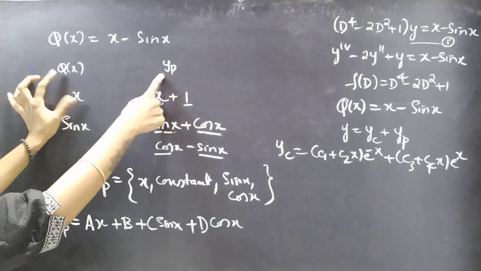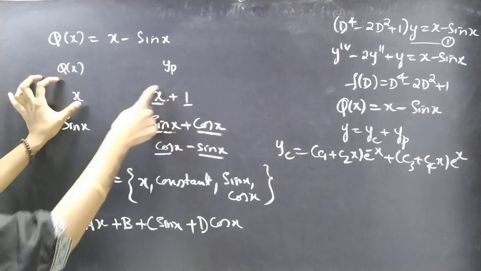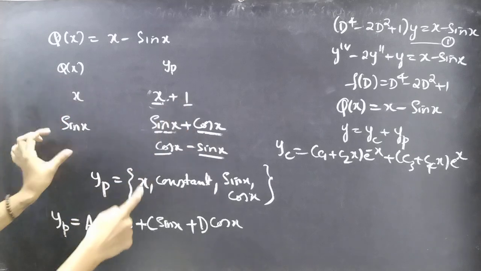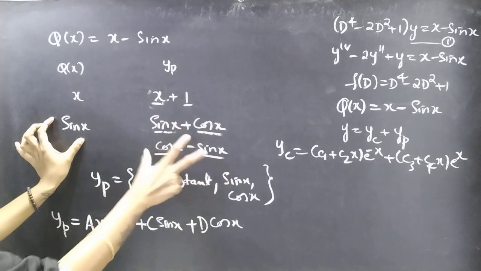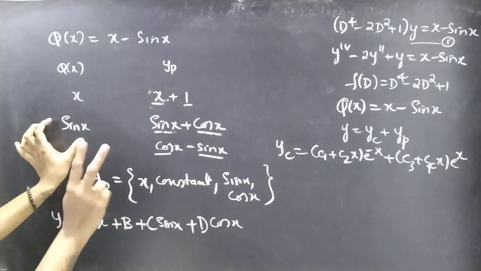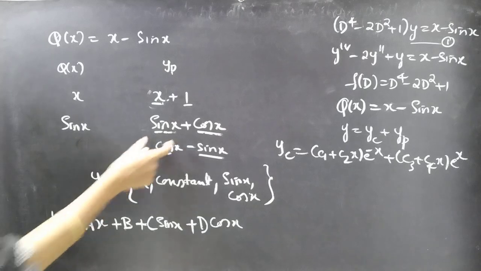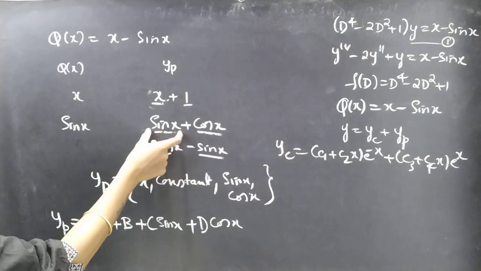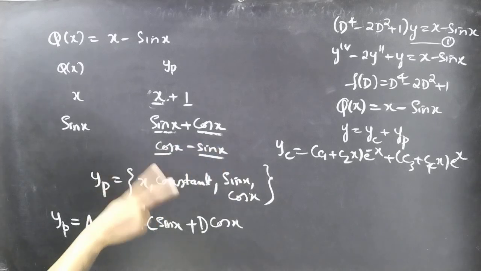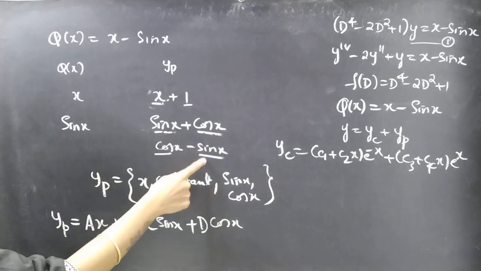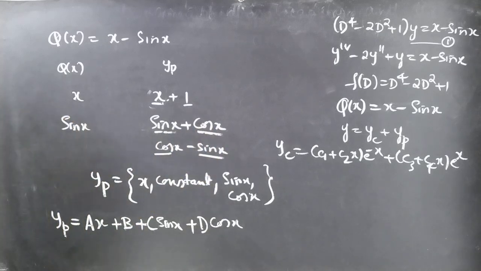Since yp should contain the terms of q of x and its derivatives, we wrote the term x, and its derivative is 1. Likewise, we wrote sin x, and its derivative is cos x. Since we may doubt whether we get any term other than sin x or cos x, we find the derivative of sin x and cos x, and we are confirmed that we'll get only sin x and cos x.